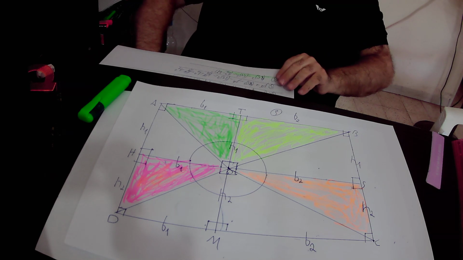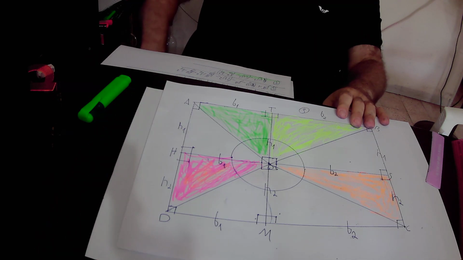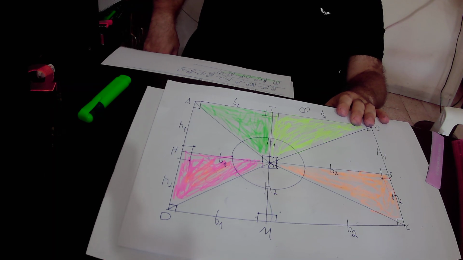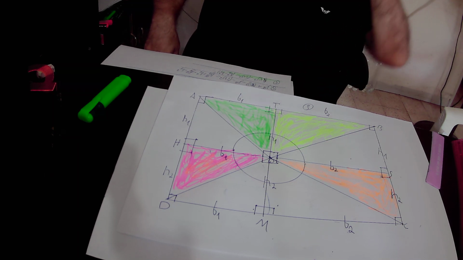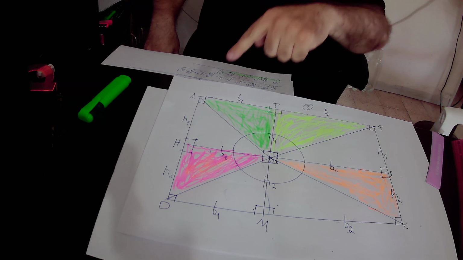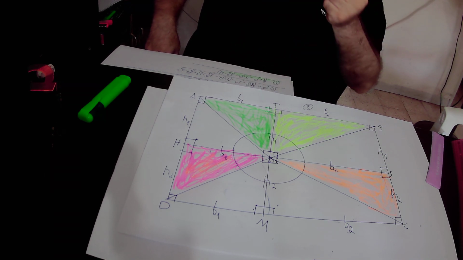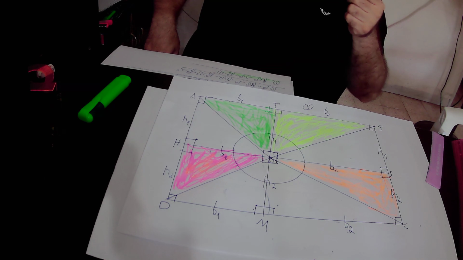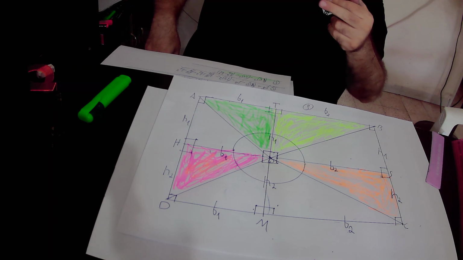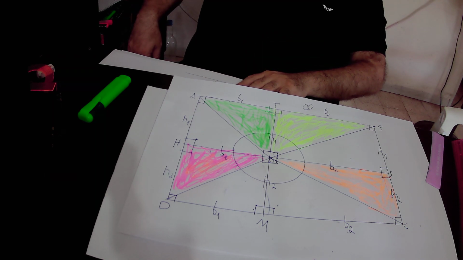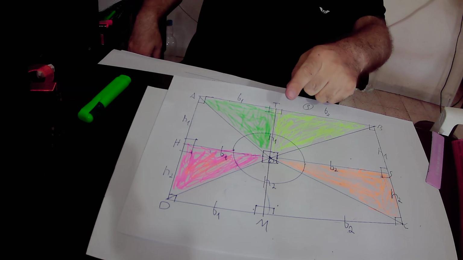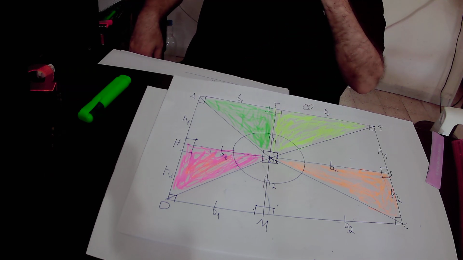So, in quadrilateral ATOE, we have 1, 2, 3 right angles. Therefore, the fourth angle must also be equal to 90 degrees according to the rule that the sum of the angles in any quadrilateral is equal to 360 degrees. So this angle must also be equal to 90 degrees.